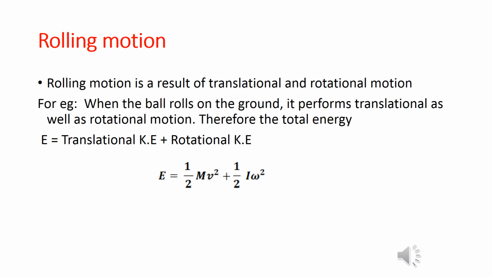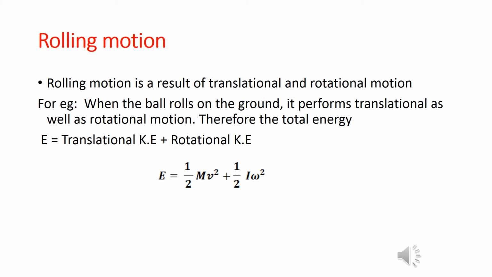Rolling motion. There is a difference between a rolling motion and a rotational motion. When we talk about rolling motion, it is a resultant of translational motion and rotational motion. Take an example of a ball rolling on a ground. When we say the ball is rolling on the ground, it is moving in a straight line path, so it is performing a translational motion. At the same time, it rotates about an axis, so it is also performing a rotational motion.